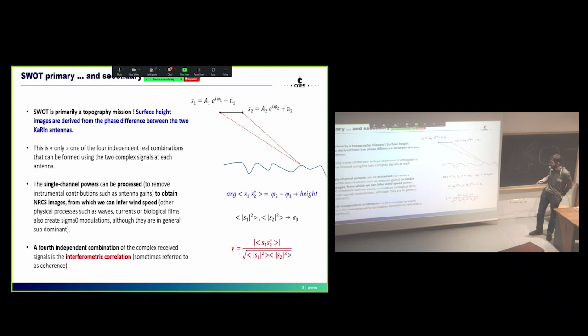And then there's this fourth combination, which we're going to focus on and from which we're going to derive the waves. This is what we usually call interferometric correlation. Maybe you've heard the term coherence. What that really is, is the norm of the interferogram, so the cross correlation between the two complex signals at each antenna, normalized by the individual intensities. So really think of this as a normalized covariance of these two complex numbers, S1 and S2, and so that's a number which is going to be between 0 and 1, because it's a normalized covariance.